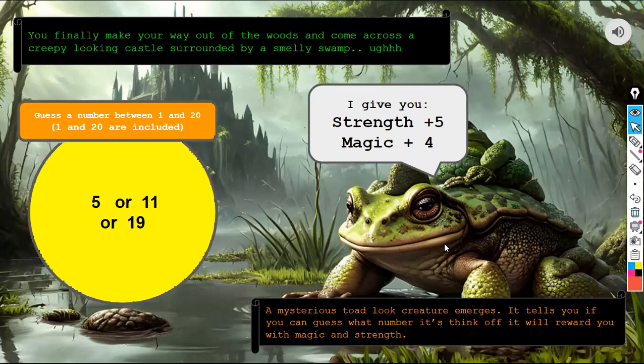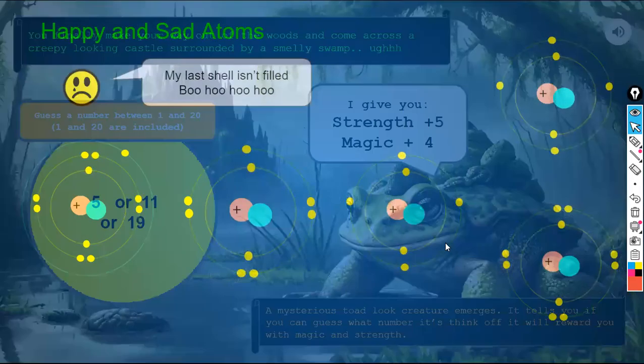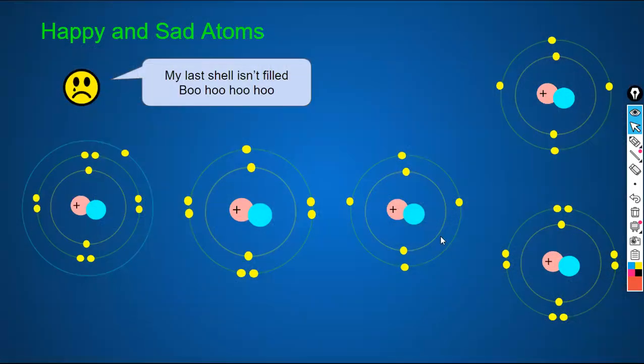All right, let's move on. Let's talk about happy and sad atoms. This is going to be an interesting talk over here. This is how I like to start my explanations on how reactions happen.